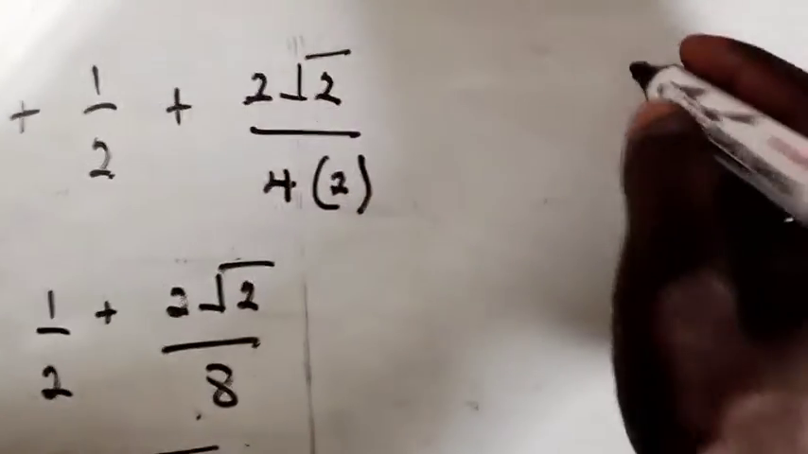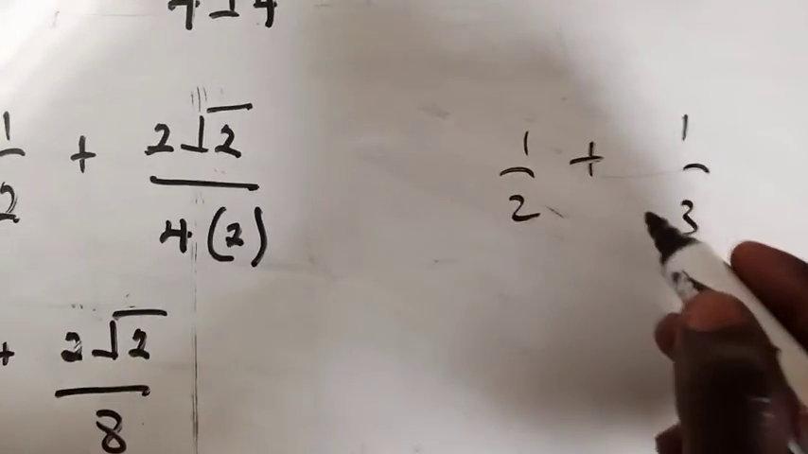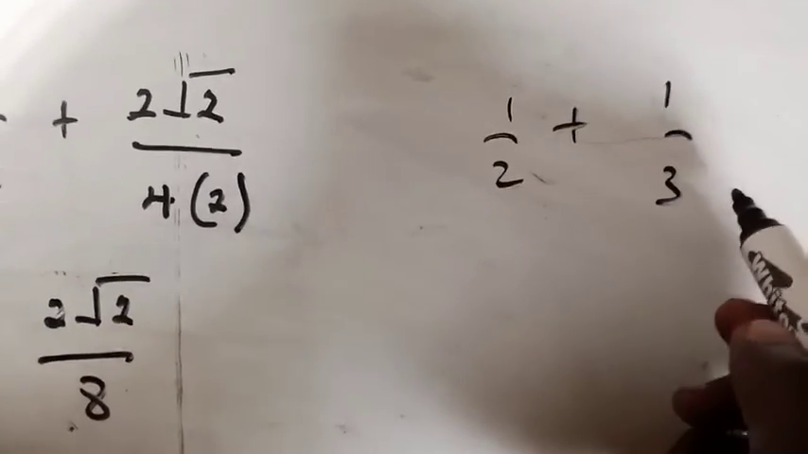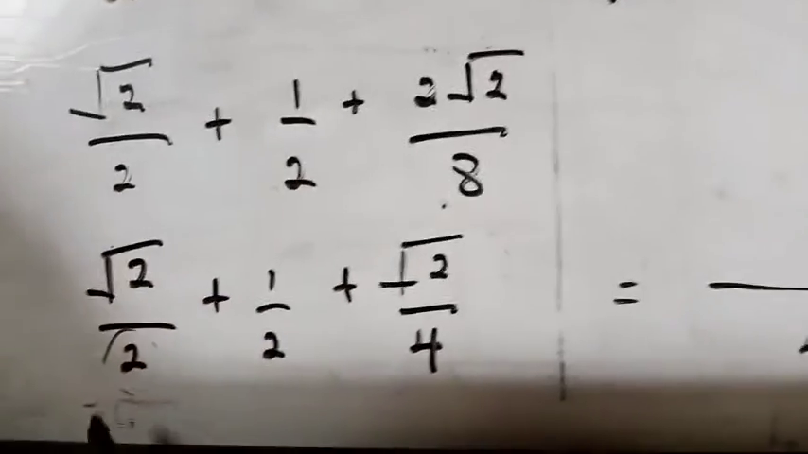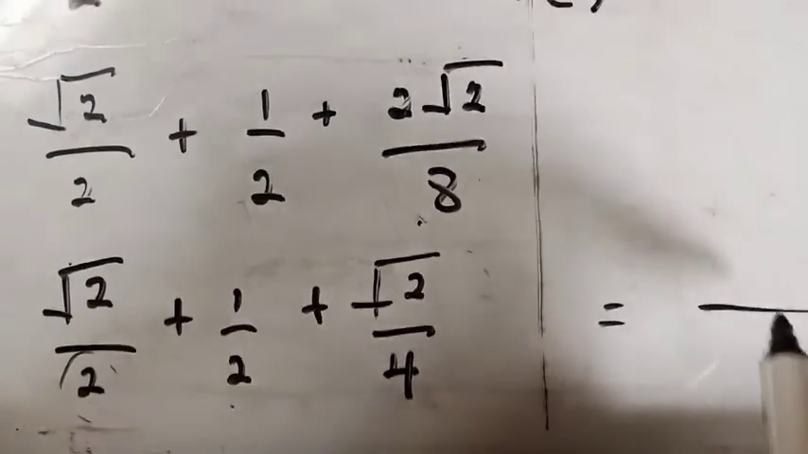If let's say I have something like 1 over 2 plus 1 over 3, you have to find the least common multiple of this. The least common multiple of this one should be 6. So the least common multiple of 2 and 2 as well as 4 should give us 4. You know how to solve this, right?